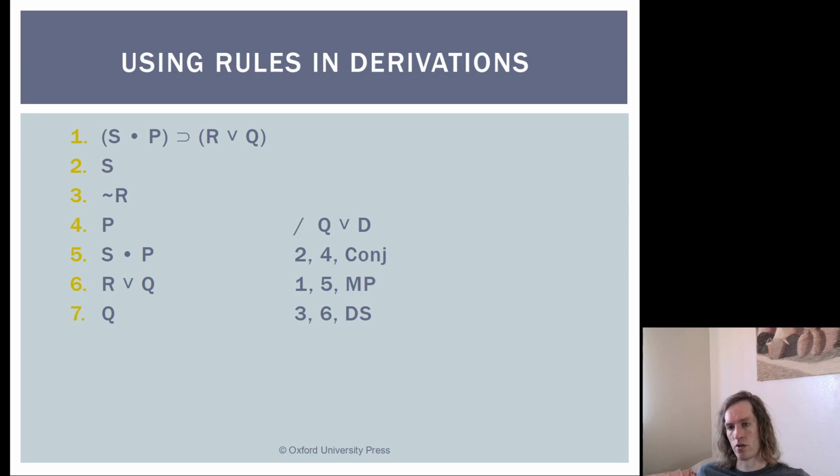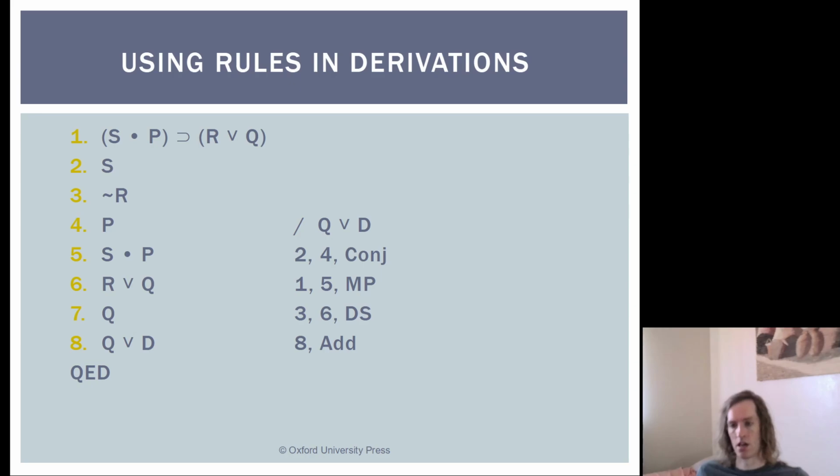Now we can conclude Q, because on line 3 we have not R. So if we know that it's true that R or Q, and we know that it's not the case that R, and either R or Q must be true, then Q must be true. So line 3, not R, and line 6, R or Q, give us Q with disjunctive syllogism. And lastly, because we have Q, we can go ahead and use addition to add Q or D. We know that Q is true, so Q or anything else is going to be true, because one of the disjuncts, in this case Q, will be true.